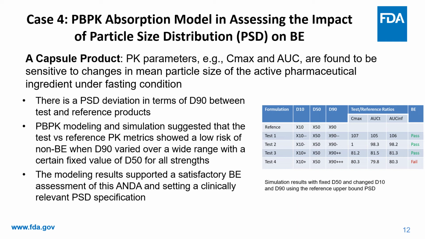For the fourth case, a modeling approach has been used to assess the impact of deviation in particle size distribution between test and reference products. Based on the PBPK model developed for this particular product that has been sufficiently verified and validated, simulations have shown that the chance for the observed D90 deviation to lead to bioinequivalence is low. Consequently, the PBPK modeling and simulation results supported its tentative approval. We believe the same practice can be applied to this and other products when facing similar situations.